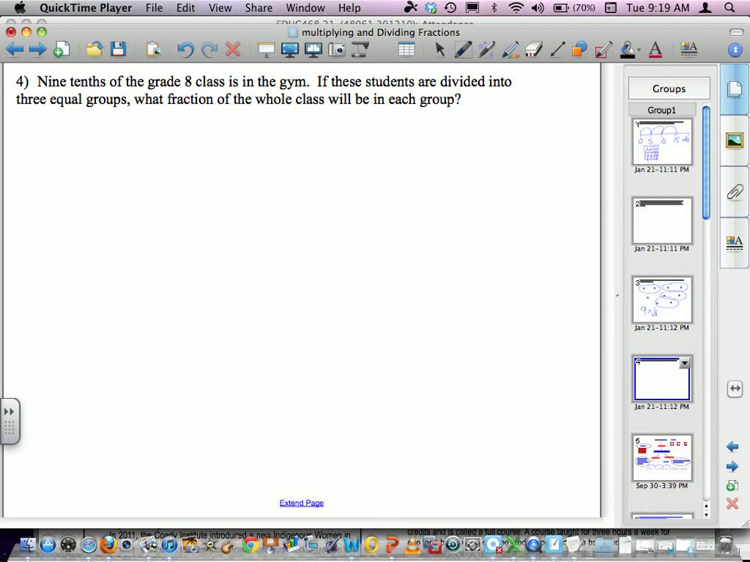So with fractions, we're going to use that same notion of of. Okay, 9/10 of the grade 8 class is in the gym. If these students are divided into 3 equal groups, what fraction of the whole class will be in each group? So how did you do this one? 10 students. You drew 10 students?